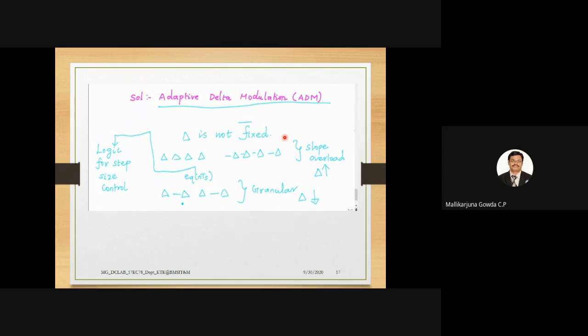There will be a slope overload distortion, right? So how do we conclude that it is a slope overload distortion? By looking at the step size, meaning the values only, we can say. If I get continuous values of positive delta, or continuous values of minus delta, I can say there is a slope overload distortion in the signal.